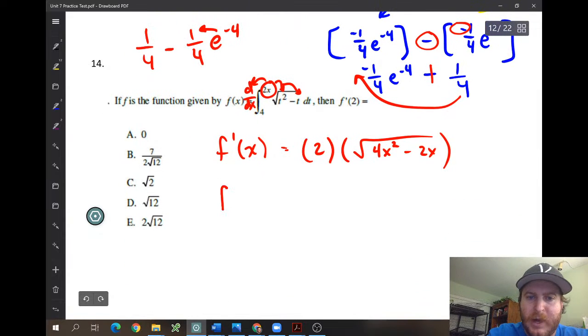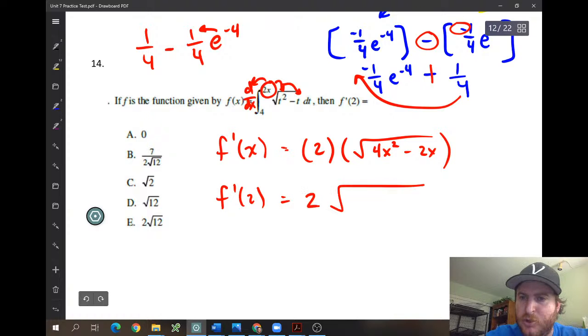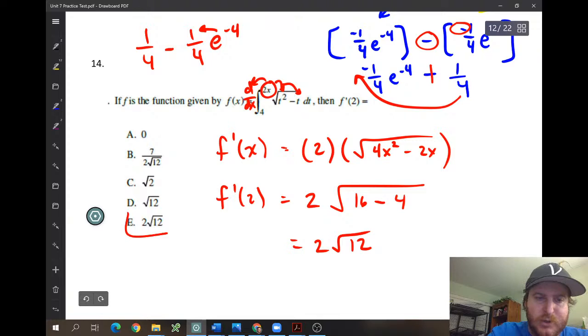Now what would be f prime of 2? Well, now just plug in 2. So 2 square root of 2 squared is 4. 4 times 4 is 16. Minus 2 times 2 is 4. So you get 2 square root of 12. So that's choice E.